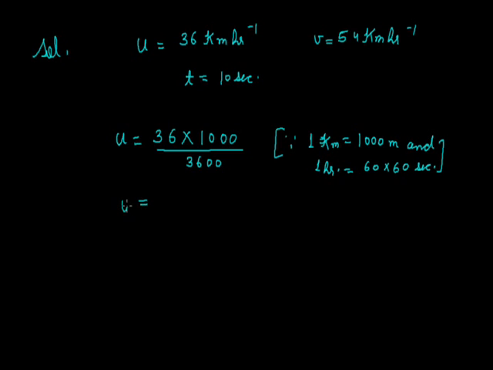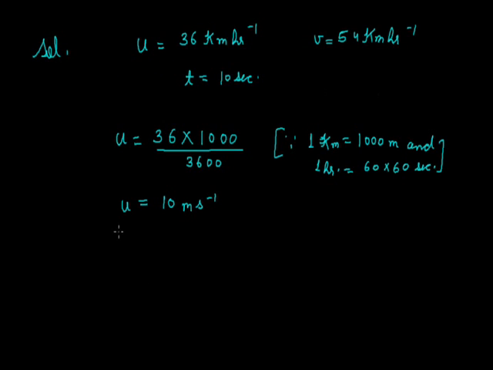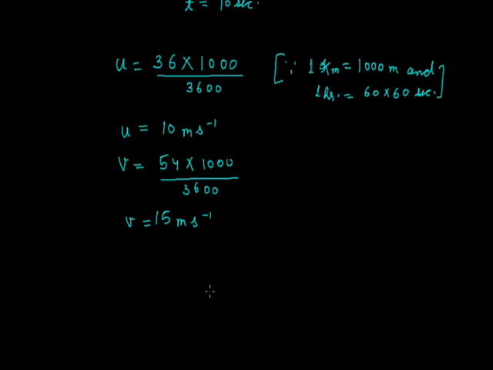Now on solving this, we get u equal to 10 meter per second. Now this is the value of initial velocity in meter per second. Now we have to calculate the value of v in meter per second. Similarly, v equal to 54 into 1000 divided by 3600 for the same reason, and we get the value of v as 15 meter per second. Now we have both the velocities in meter per second.